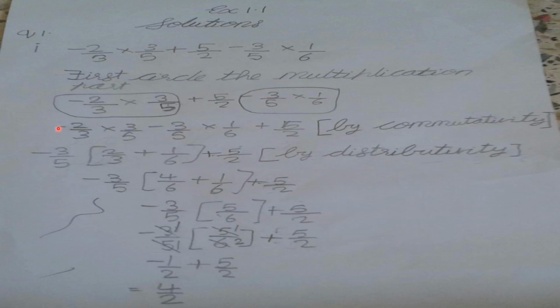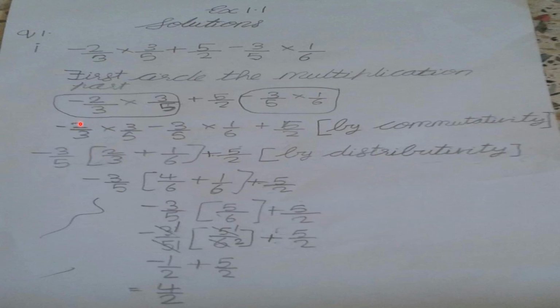Now by commutativity, let's take it as negative 2 by 3 into 3 by 5 minus 3 by 5 into 1 by 6 plus 5 by 2. Now it will be negative 3 by 5 bracket 2 by 3 plus 1 by 6 plus 5 by 2. Why do we take this? Because we get negative 3 by 5: here we get 3 by 5, so we multiply the minus sign to this 3 by 5, and we get negative 3 by 5.